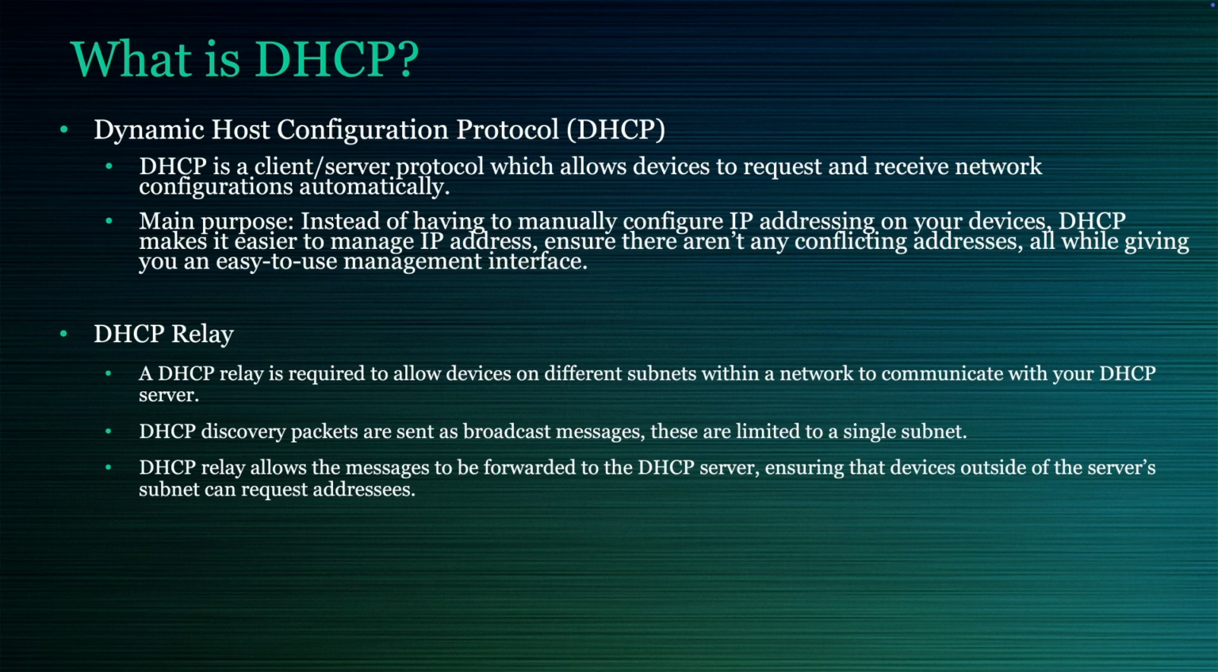But an important thing to note with DHCP is you also have to consider DHCP relay. So DHCP relaying allows devices that are outside of your DHCP server subnet to request an address. When a DHCP request is sent out, this is going to be a broadcast message and it's limited to a single subnet. DHCP relay allows the messages to be forwarded outside of the subnet requesting it to the server that exists on the subnet that has the DHCP services running.